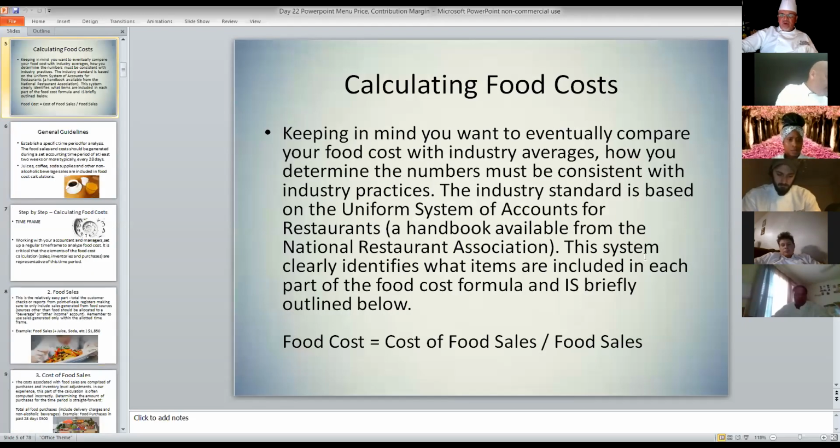Keep in mind, if you want to eventually compare your food costs with industry averages, how you determine the numbers must be consistent with industry practices. The industry standard is based on the Uniform System of Accounts for Restaurants, a handbook available from the National Restaurant Association. This system clearly identifies what items are included in each part of the food cost formula and is briefly outlined below. Food cost equals cost of food sales divided by food sales. Cost of goods, just like the recipe cost cards, divided by retail costs.